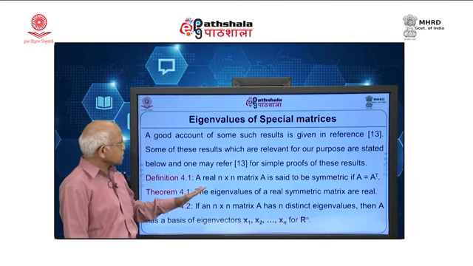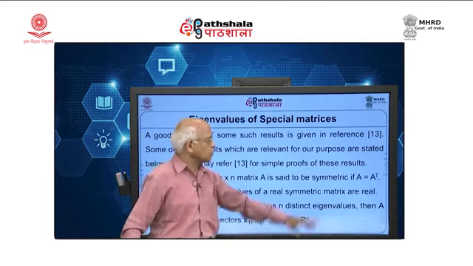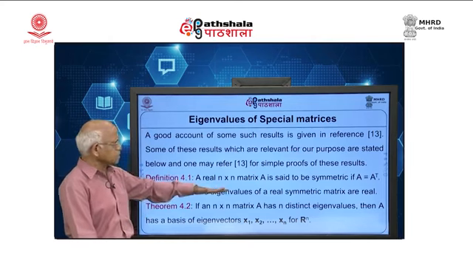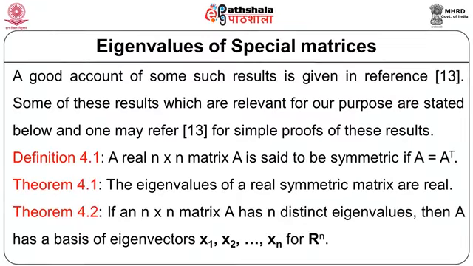Some of these results which are relevant for our purpose are stated here. We are going to state these results and some of them we will just try to verify below, and one may refer to [13] for the simple proofs of these results. So, you can look at those references here. Definition 4.1: a real n by n matrix A is said to be symmetric if A is equal to A transpose. Now, the first result says that eigenvalues of a real symmetric matrix are always real.